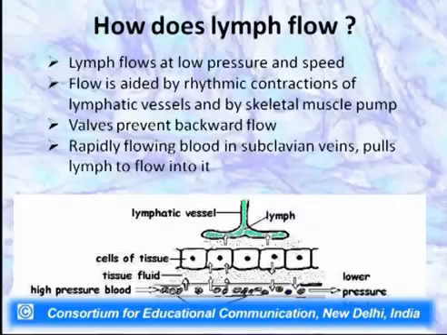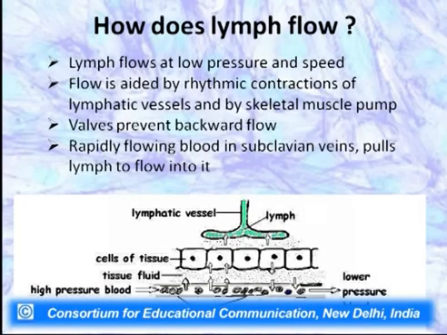Now, how does lymph actually flow? We have understood the route of the lymph flow. Now, let us understand that lymph flows at a very low pressure and speed. As we know, in the blood vascular system, it is the heart which pumps the blood. It gives a pressure to the blood. We do not have any lymphatic hearts. In vertebrates, the lymph flows at a very low pressure and speed.